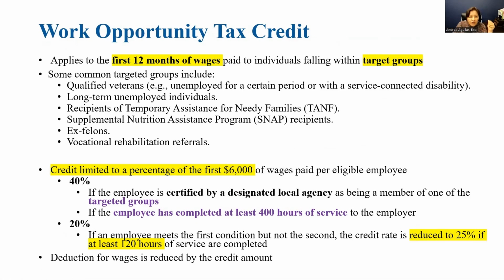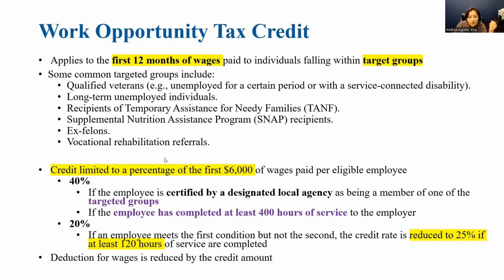Now, another type of general business credit is the work opportunity tax credit. This applies to the first 12 months of wages paid to individuals falling within a target group. What is this target group? Who are these individuals that fall within the target group? In this group, we have qualified veterans, long-term unemployed individuals, recipients of temporary assistance for needy families, supplemental nutrition assistance program recipients, ex-felons, vocational rehabilitation referrals.